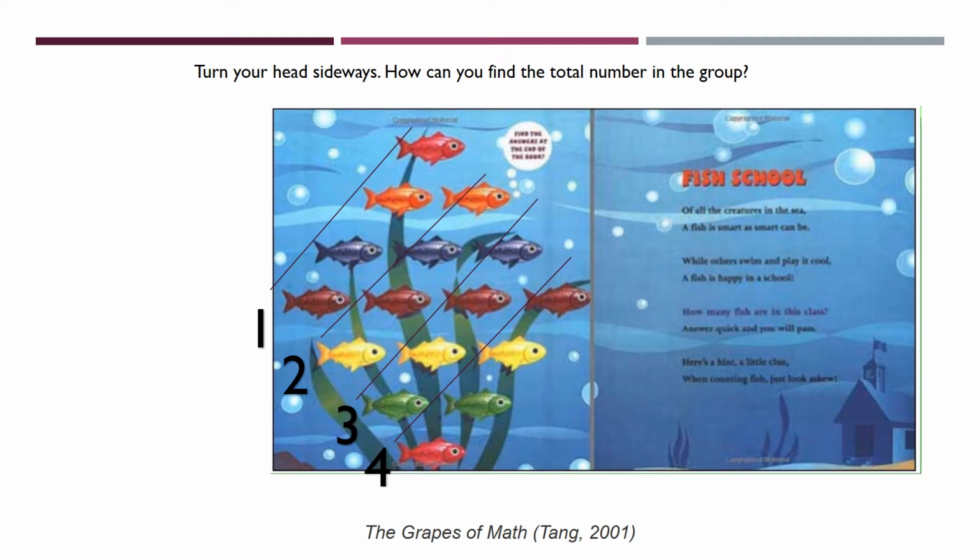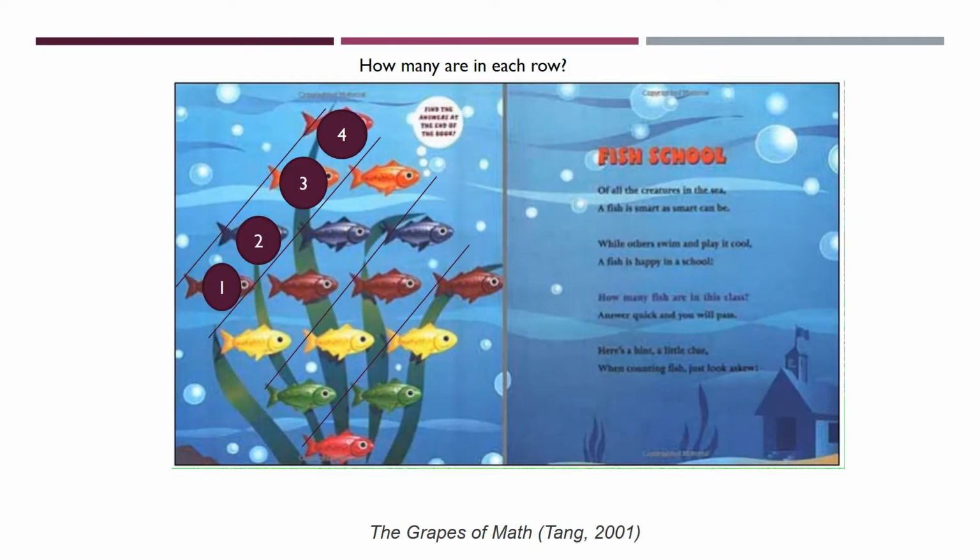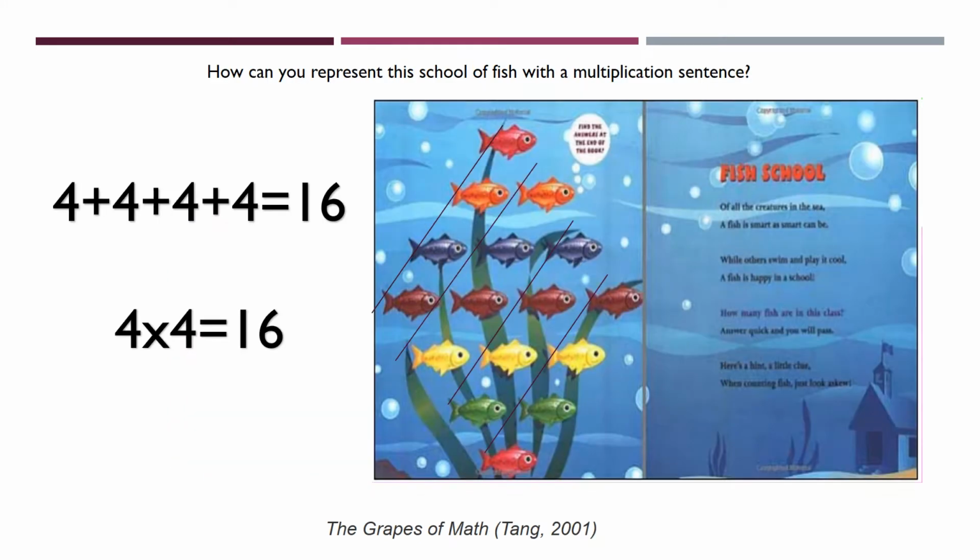Are you ready? Let's solve riddle number 1, Fish School. Turn your head sideways. Look along the diagonal. And what do you see? How many rows are there? I see 1, 2, 3, 4 rows. How many fish are in each row? Do you see the 4 groups with 4 fish in each group?